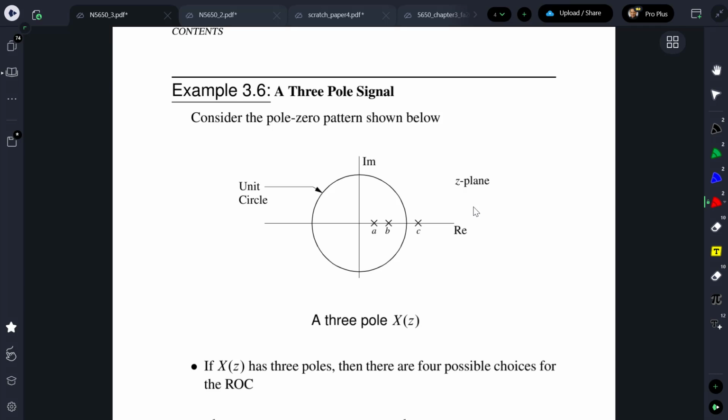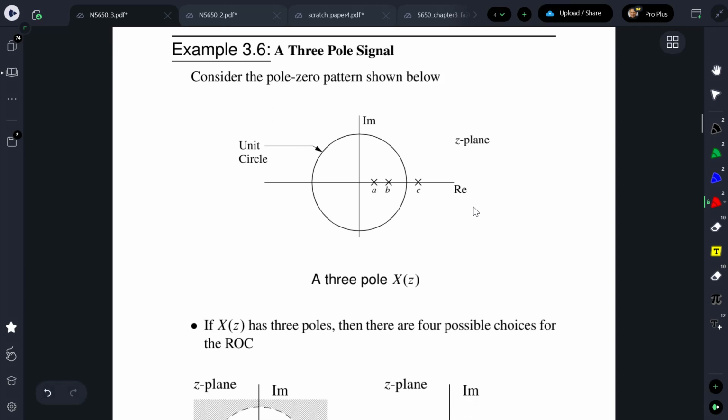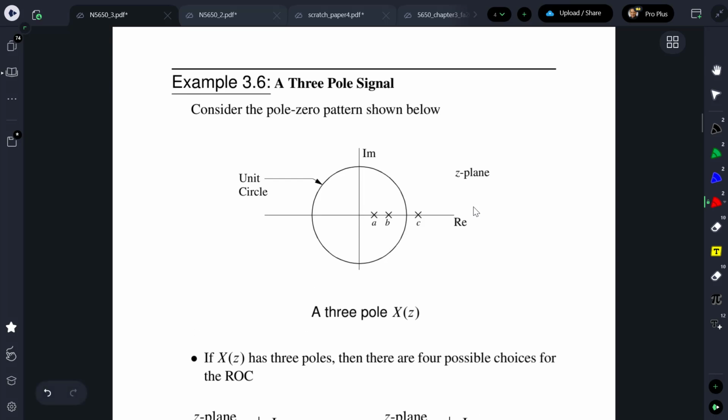So we have a pole zero pattern that happens to have, and the answers are down below this. I'm just going to stay here. So A, B, and C, and just suppose C is outside the unit circle and A and B are inside. What are the 4 possible choices for the region of convergence, and then what are going to be the corresponding sequence types that come from each of those poles?